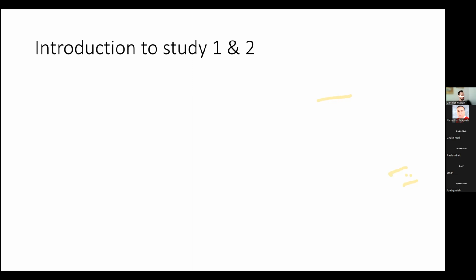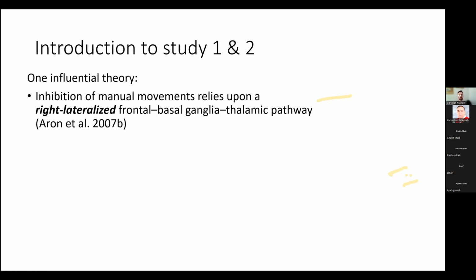So one influential theory states that inhibition of movements relies on a right lateralized network. So in other words, this scientist states that the right side of our brain implements inhibition. And we will use Parkinson's disease as a model to demonstrate that's effectively not what's happening.